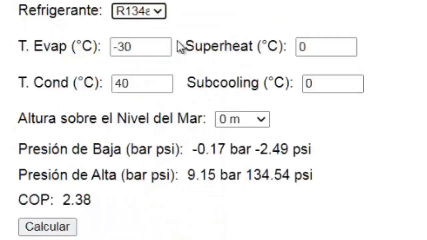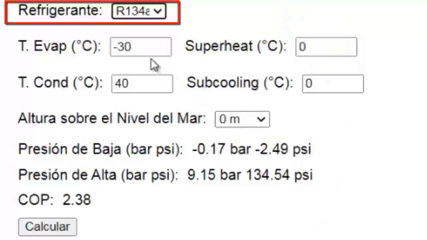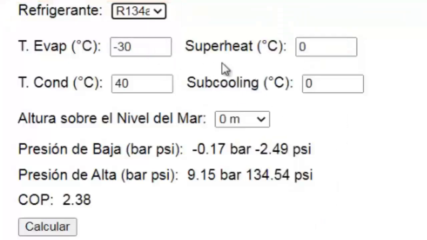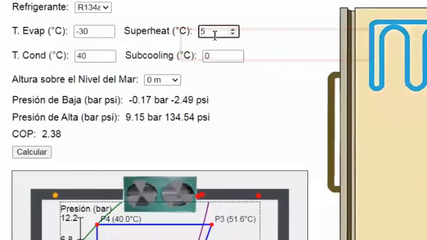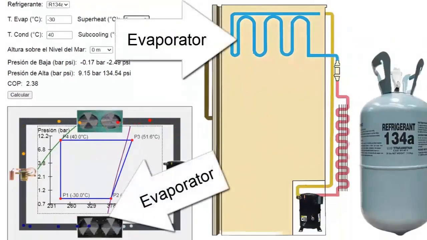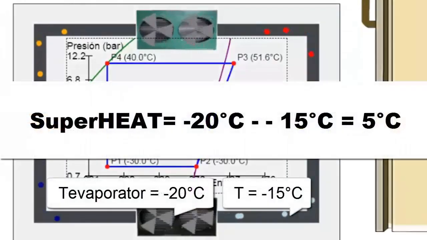1. For the calculations, we will use our online simulator. First, we select the refrigerant gas used by the compressor, in this case, our 134A. 2. Then, we set a superheat of 5 degrees Celsius at the evaporator outlet. Remember, superheat is the temperature increase of the refrigerant between the evaporator's inlet and outlet.